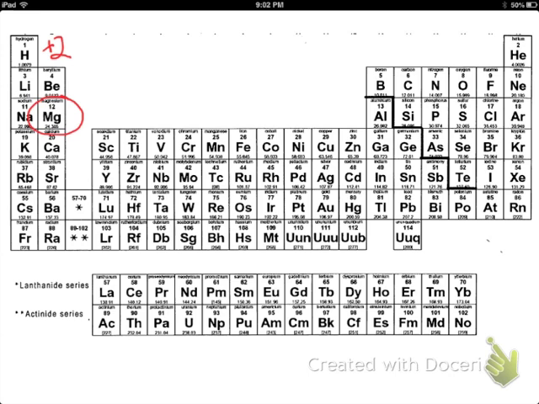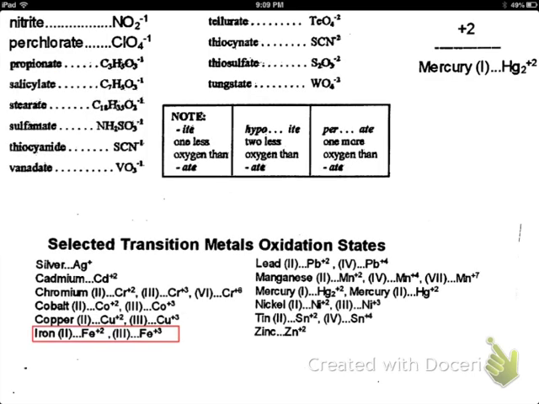Now how about naming FeO? Now iron is a transition metal, so we now have to go and look at that table of transition metals and their oxidation states, and we see that iron has two possible oxidation states, +2 and +3. The question is, which one do we have to use? Well, we're going to have to calculate it.